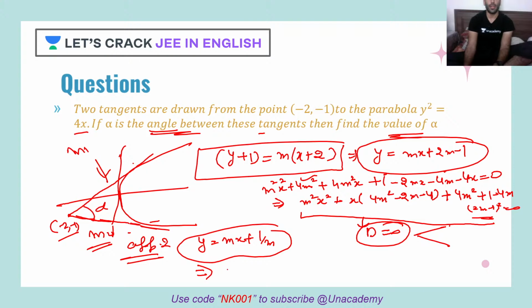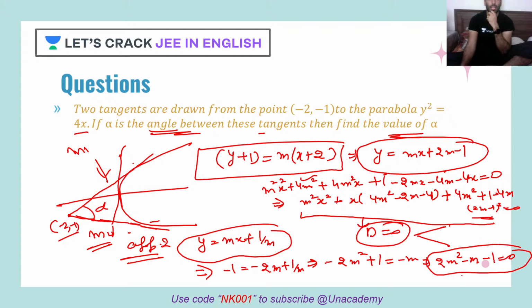When we put it here, what do I see? Minus 1 is minus 2m plus 1 by m. Correct? Let's solve this. So what do I get? I get minus of 2m square plus 1 is equal to minus of m. I can rewrite this as 2m square minus m minus 1 is equal to 0. So this becomes your equation, and the solution for this equation is what?